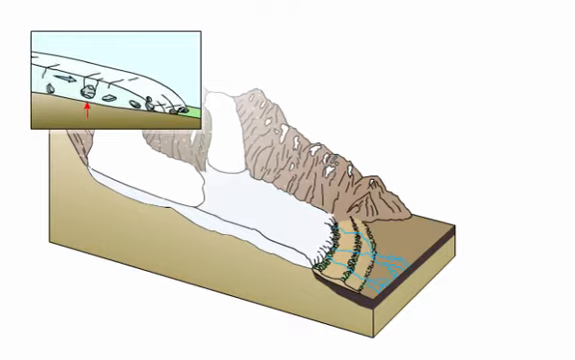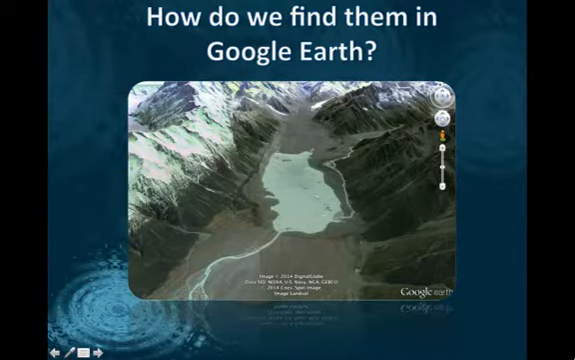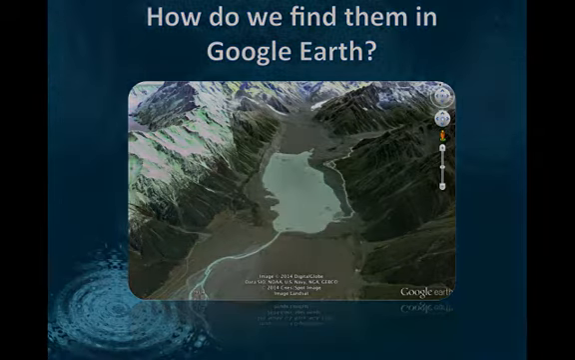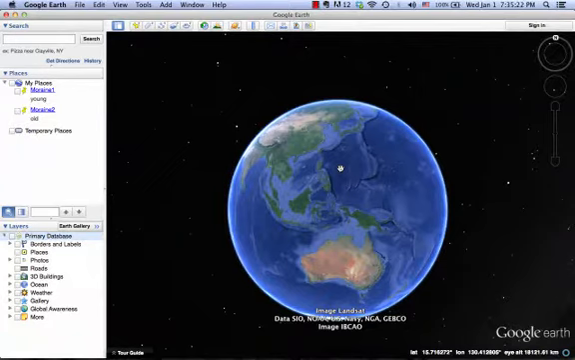If the net accumulation equals the net wastage over a time period, the ice margin of the glacier is stable. Even though the ice margin is stable, the glacier still has movement and transports rocks to the ice margin, where they become deposited, forming moraines. So now we know what a moraine is and how it is formed. So how do we identify them in Google Earth?